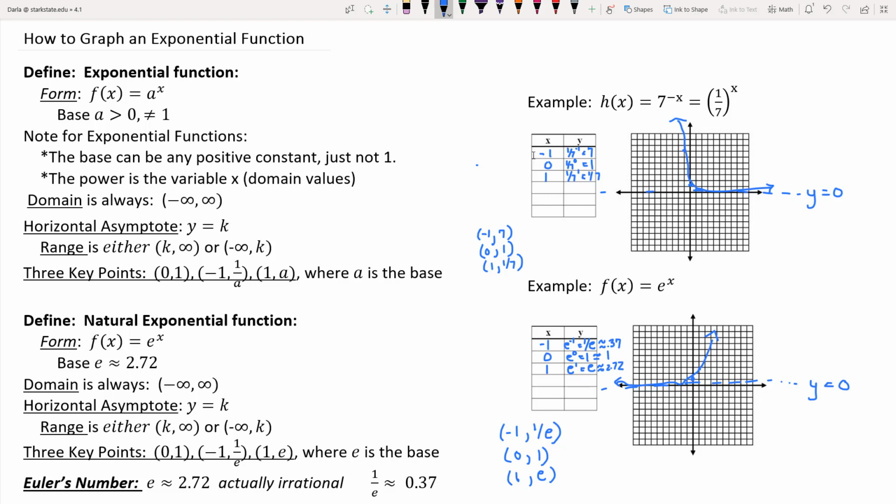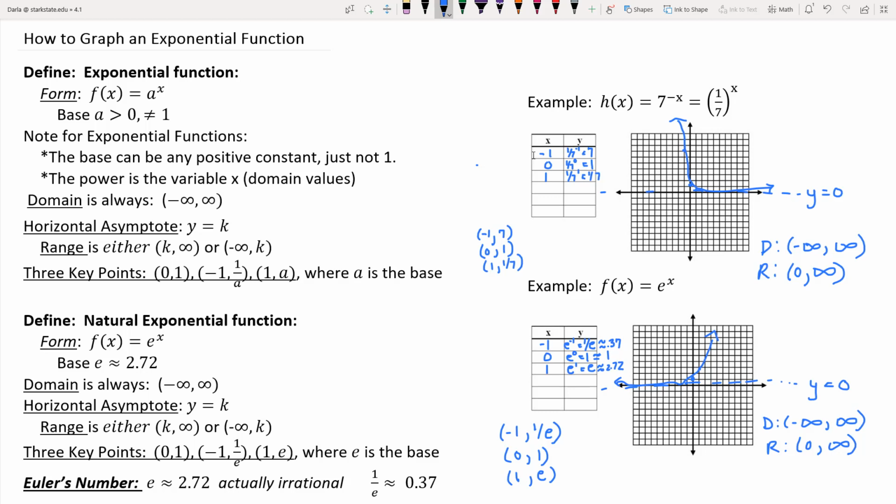So in both cases you can see that the domain is all real numbers. And I'll go ahead and list that for the second graph as well. It's all real numbers as well. You can see in both cases the horizontal asymptote is y equals 0. You can see that the range, well, you approach 0 but you don't hit it, and then your graph shoots up to positive infinity. So you're going from 0 to infinity in both cases. That could change if your graph was reflected, let's say, over the x-axis.